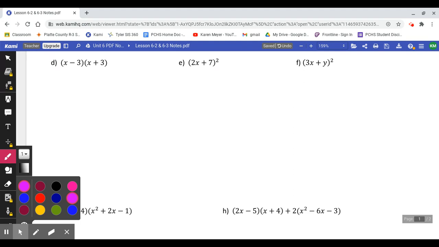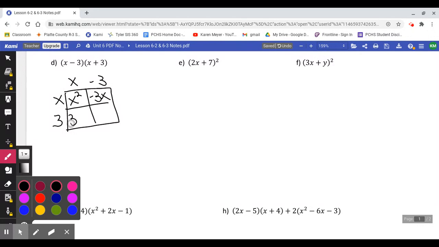And then we're just going to make some more boxes. So here we go on the next row. I'm going to start by making a box. On the top, I got x and negative 3, x and positive 3. So x times x is x squared. X times negative 3 is negative 3x. 3 times x is 3x. And 3 times negative 3 is negative 9.